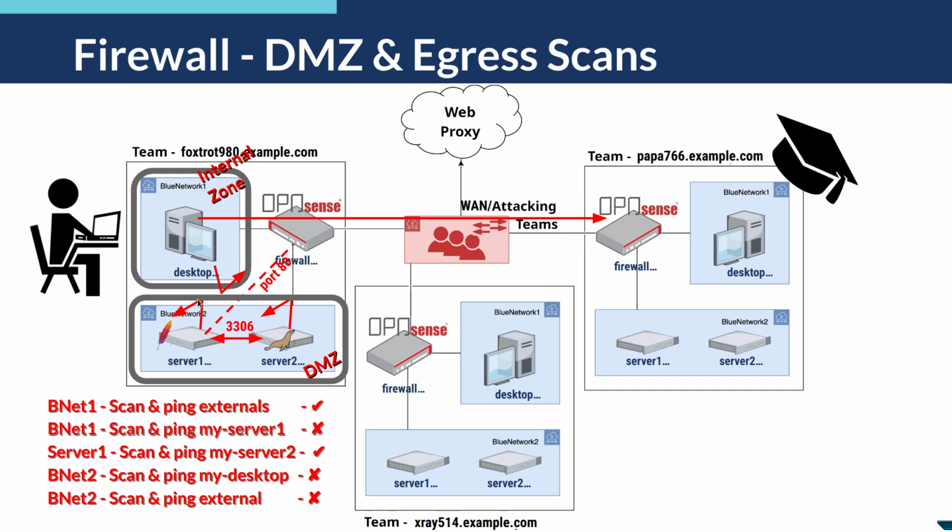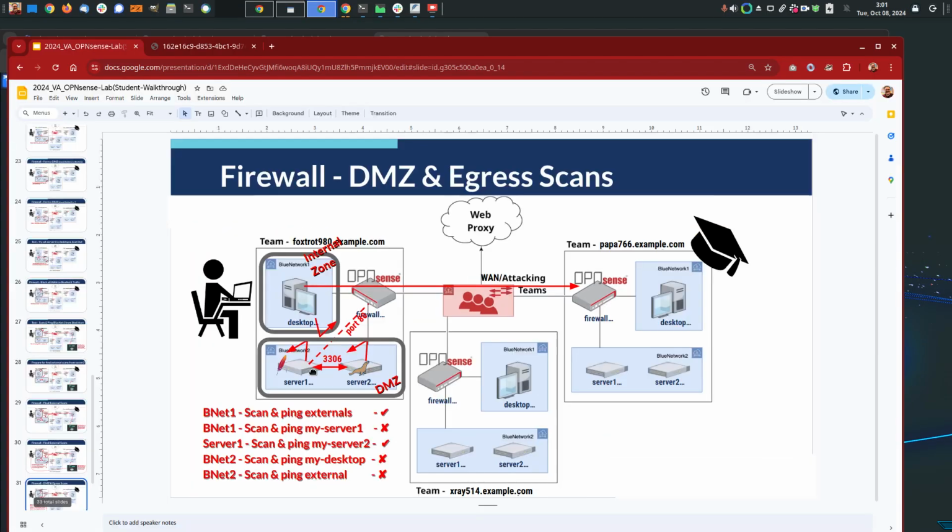I should not be able to reach my desktop system as per here. And Blue Network 2, scan and ping something external. So try to reach out to either your instructor's firewall system or the SSH server if they've set you up with that. And DMZ should prevent that egress traffic like we were discussing from making it out.